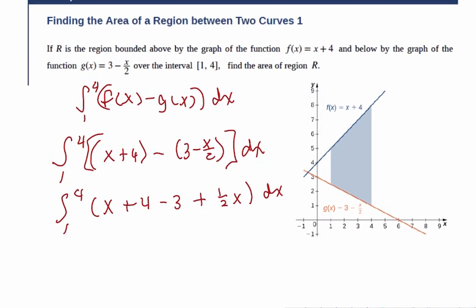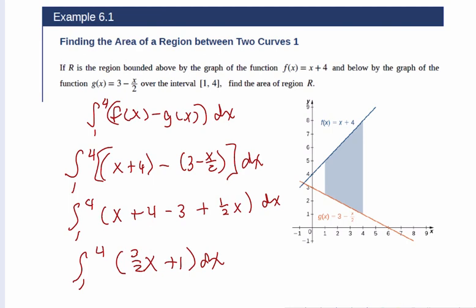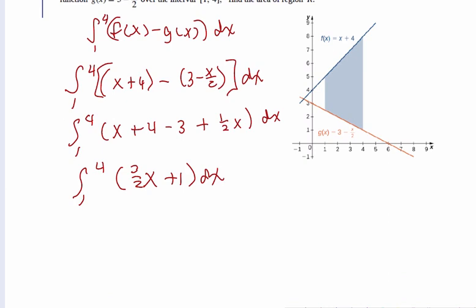Now, in any integration, you should always try to make things as simple as you possibly can. So by combining like terms, we have the integral of 3/2 x plus 1 dx. Now, this just requires a basic, simple antiderivative. So the antiderivative of 3/2 x would be 3/2 times x squared over 2. The antiderivative of 1 is just x, and we are evaluating that from 1 to 4.